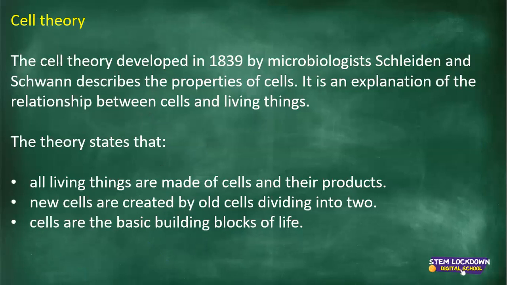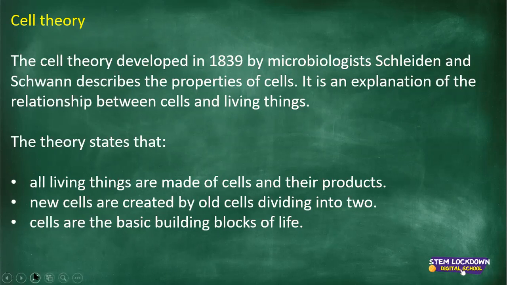So the cell theory, this is where it all began. The cell theory was developed in 1839, many, many centuries ago, by microbiologists Schleiden and Schwann. They were German, clearly by their names. Schleiden and Schwann described the properties of cells. So the cell theory is basically a theory that describes the properties of cells. It is an explanation of the relationship between cells and living things.